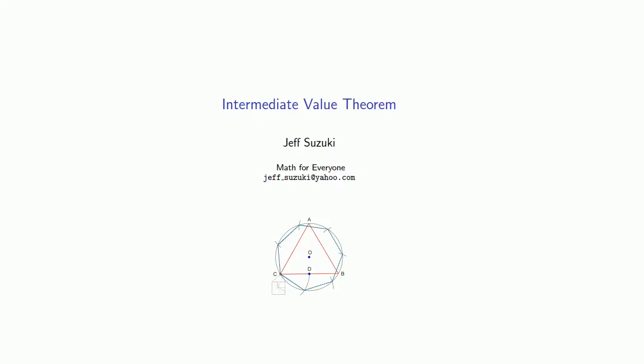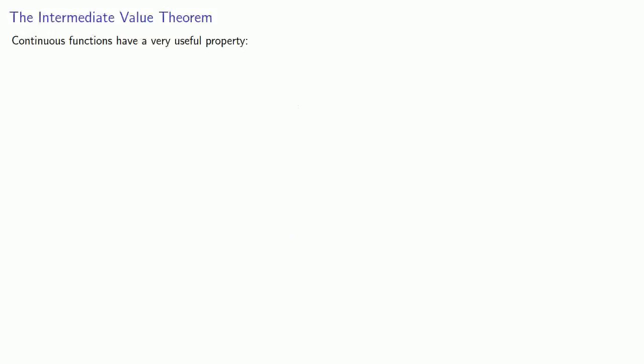One of the reasons that mathematicians are not satisfied with the "I know it when I see it" definition of continuity has to do with a useful property of continuous functions. This property is known as the intermediate value theorem. Continuous functions have the following property.